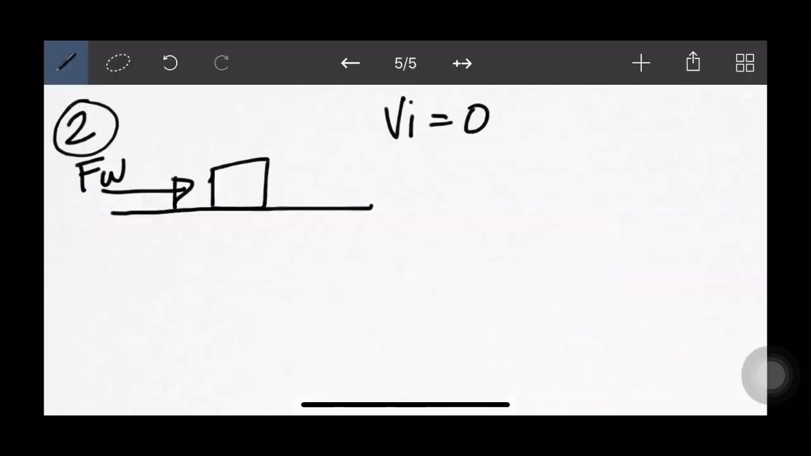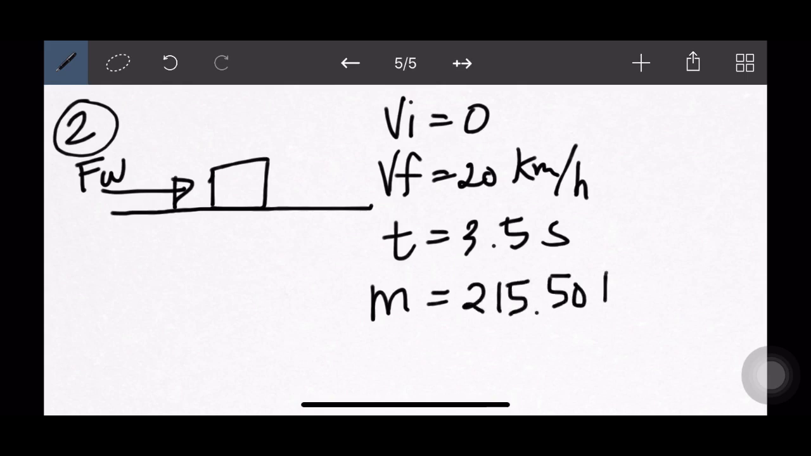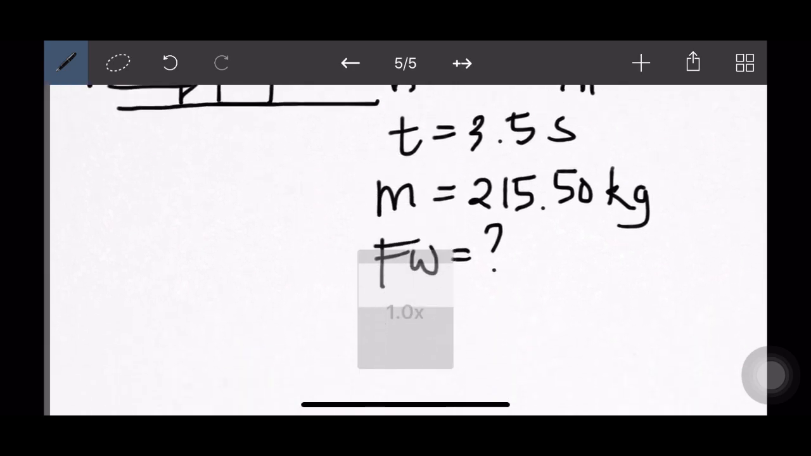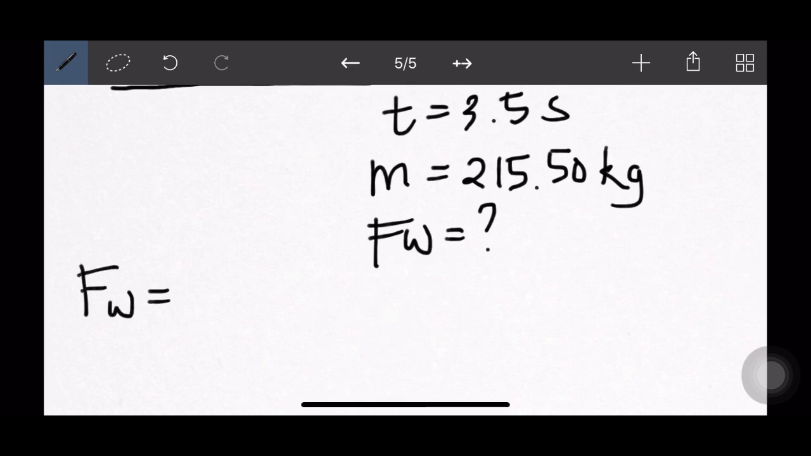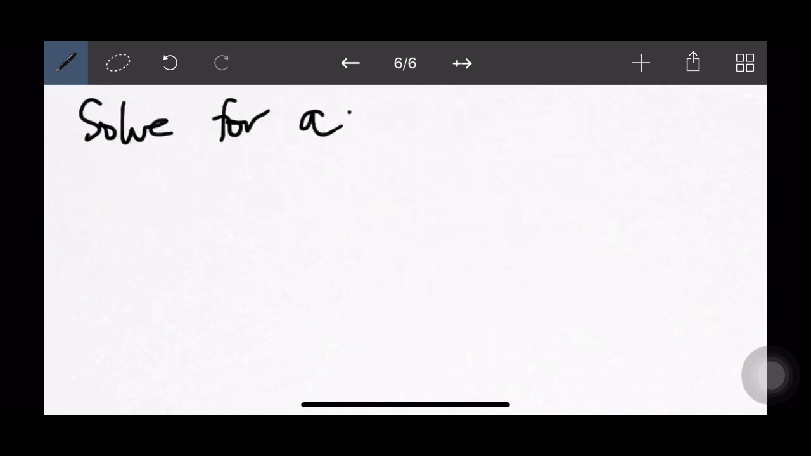Initial velocity is 0, which was at rest, as stated earlier. The final velocity is 20 km per hour. And then the time is 3.5 seconds. The mass combined by the rider and the boat is 215.50 kilograms. So we're going to look for the force exerted by the wind. To solve for that, you simply use the formula F equals ma, where mass is given already, that's 215.50 kilograms. But we don't have the value of the acceleration yet. So we're going to solve the acceleration using our kinematic equations.